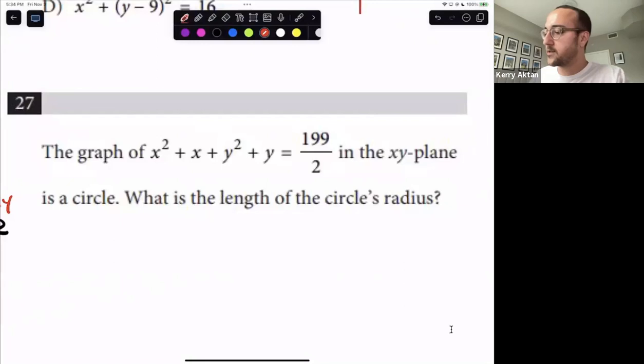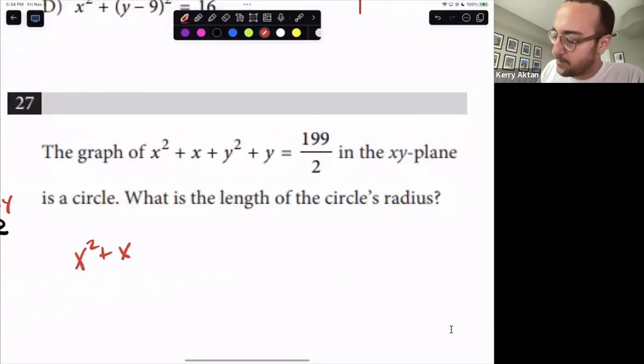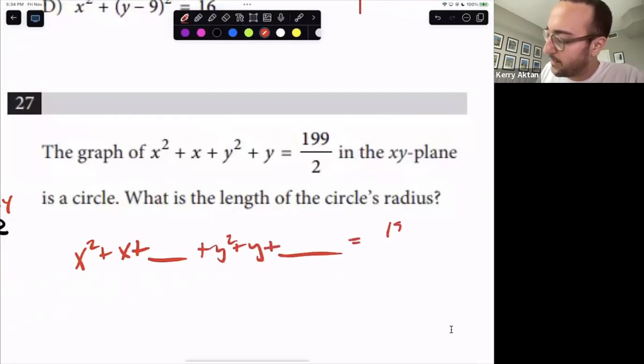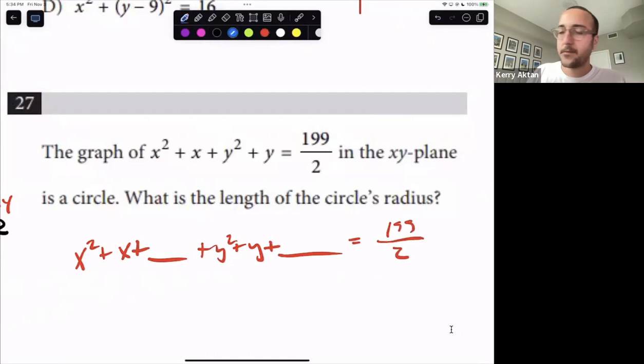Boys and girls, please watch along. It really is the same skill. Watch. We have x² + x + blank + y² + y + blank = 199/2. At which point you don't see it, but what's the b value here? (b/2)². What's (1/2)²? 1/4. Again, (1/2)² is 1/4.